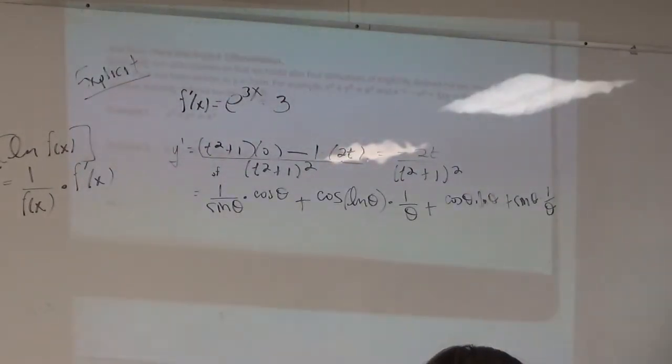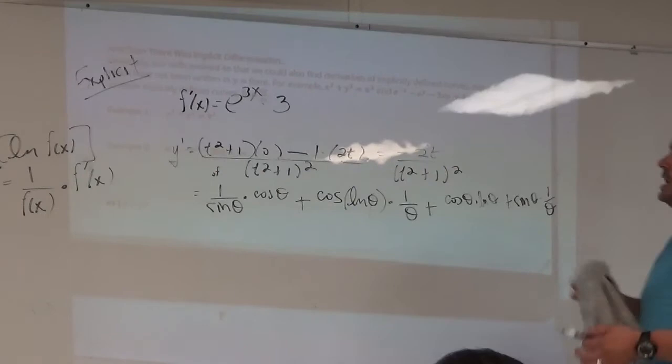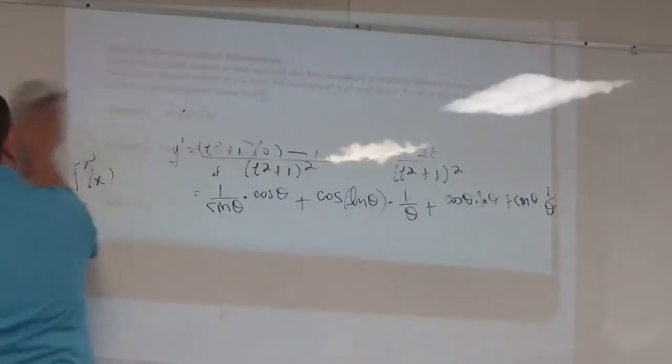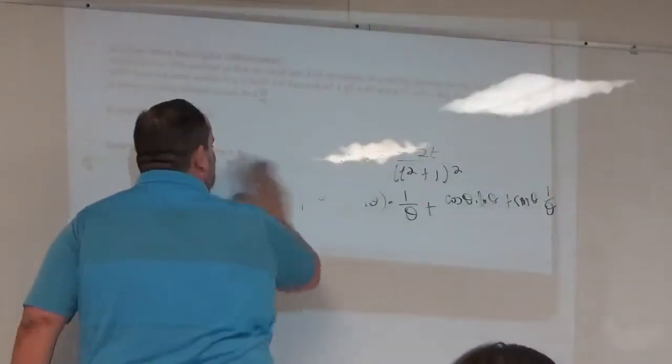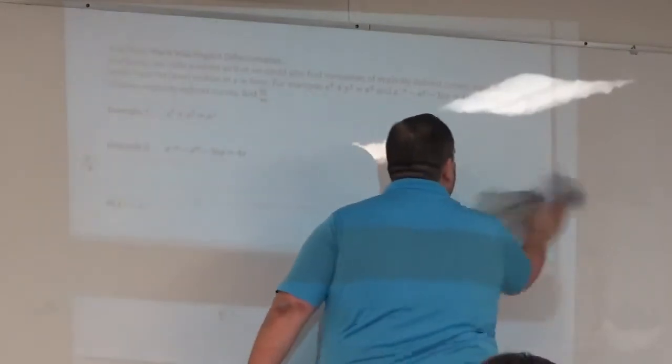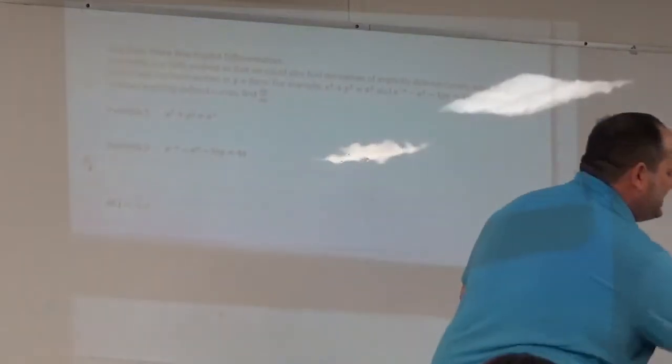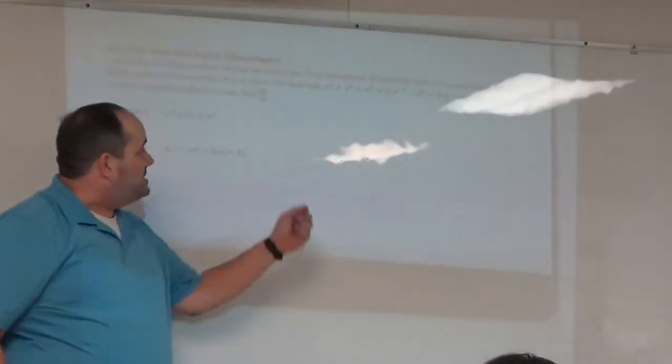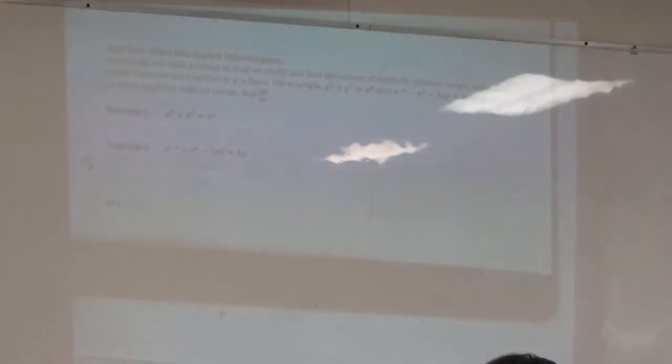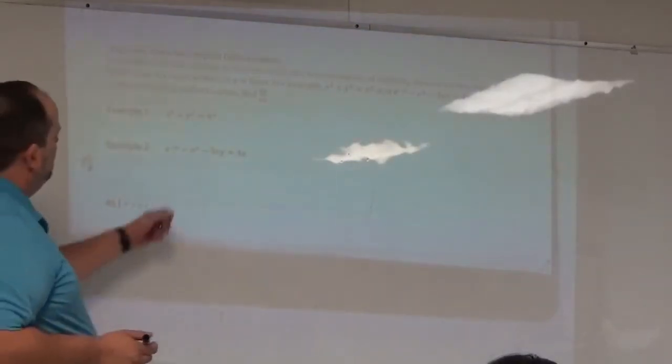Sometimes we have these implicitly defined curves. So let's take a look at some implicitly defined curves. Implicitly just means that the x's and the y's get mixed in together on the same side. The instructions here are going to be find dy dx. So we're going to go find the derivative. And since it's been a little while, let's go through this one together.